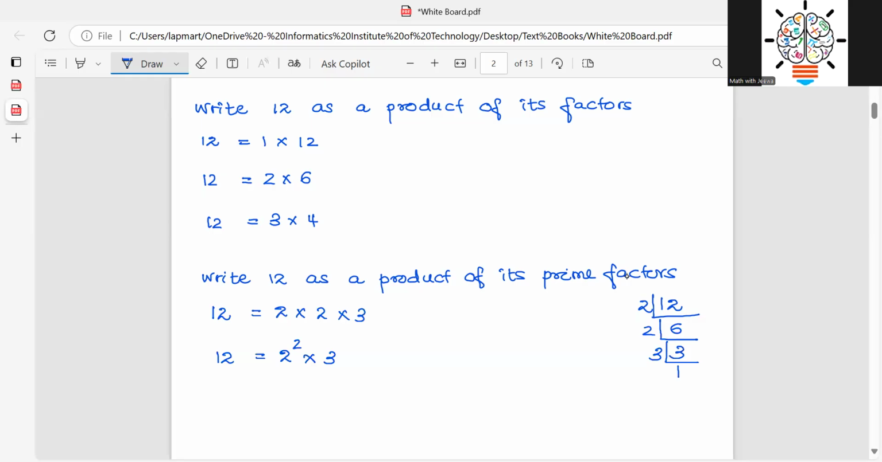When you get any number, it may be 12, 24, 48, 36, 50, anything, you want to divide them by the prime numbers starting from the lowest possible prime number. So then until you get 1, you divide like this.